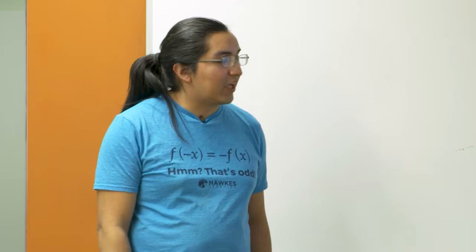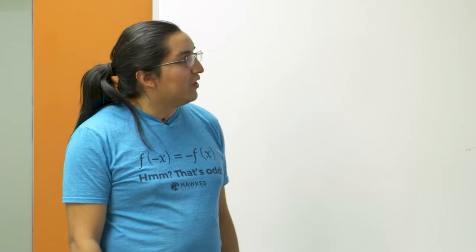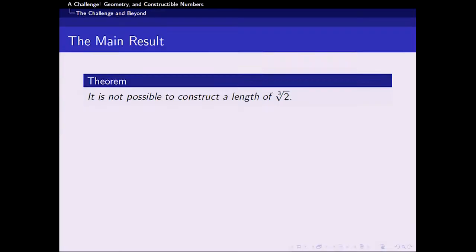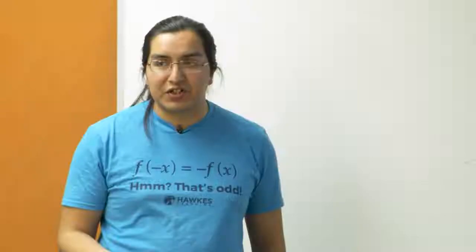I claim that it's not possible to construct the length cube root of 2. So why? Let's assume that we can. This will be a proof by contradiction. So assume we can.